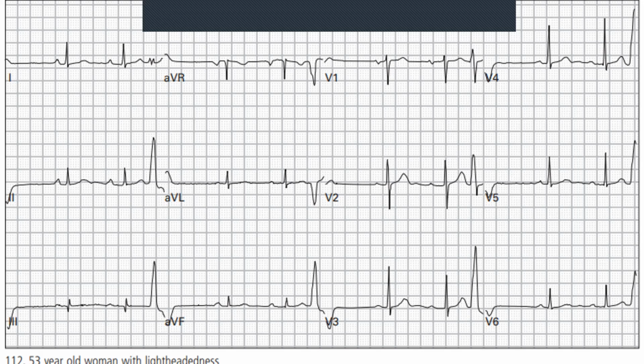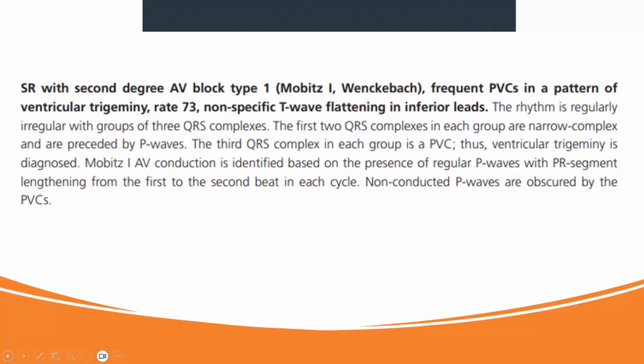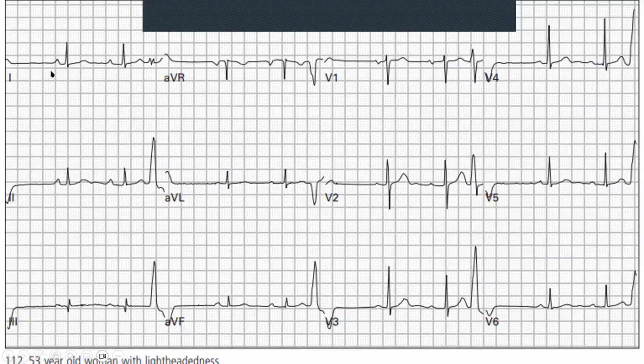So let's look at this. Let's look at the P waves. Have we got P waves? Yes, we do have P waves. They're relatively normal. Oops, sorry, it was a mistake. So what about the PR interval? What do we see?